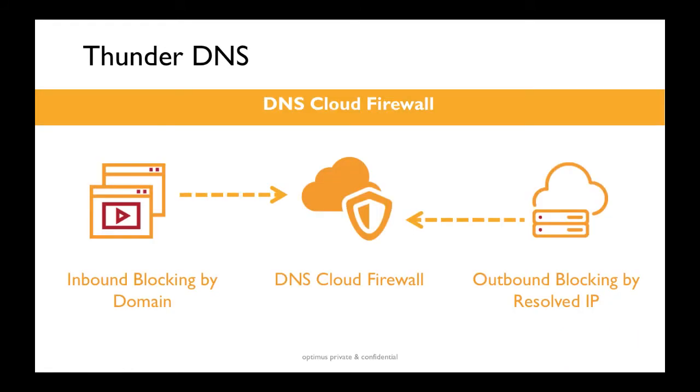The DNS Cloud Firewall protects against malware, phishing, ransomware, and other threats trying to access the open internet. The firewall blocks domains that are known to be threats, as well as known IP threats, before the device gets the resolved DNS query. Thunder DNS's firewall works at two levels, a system level and a server level.